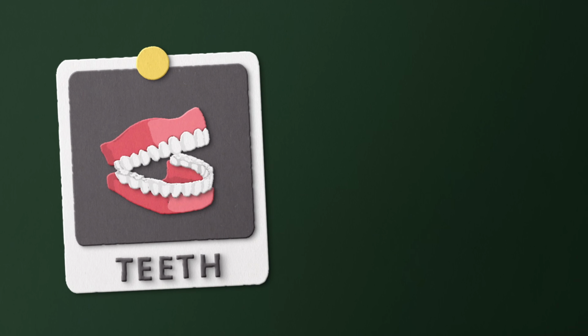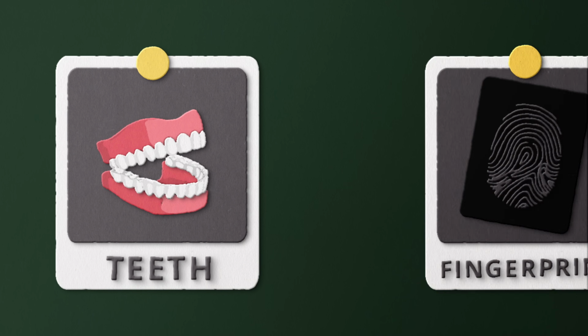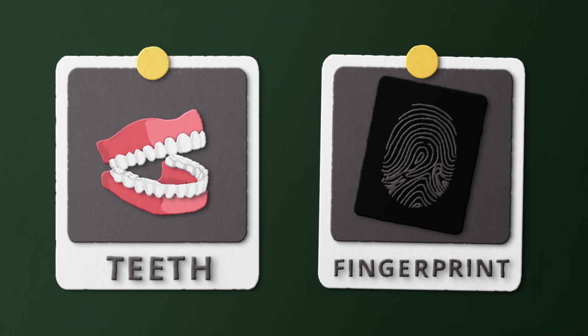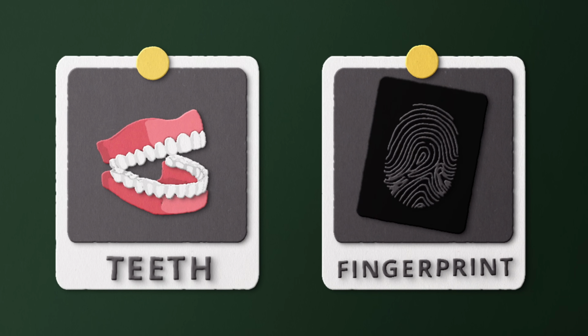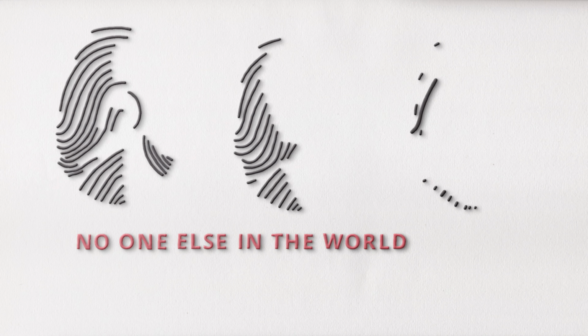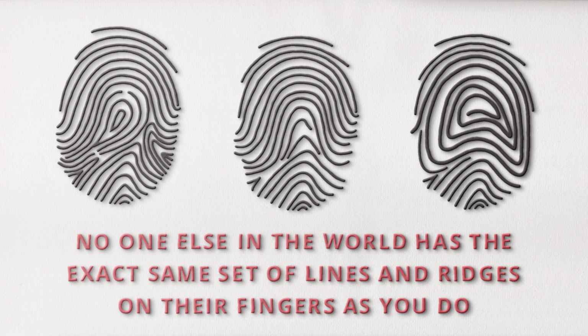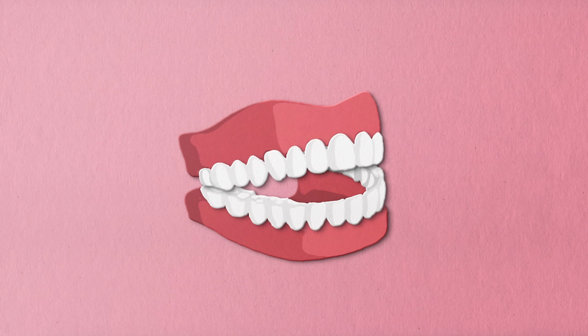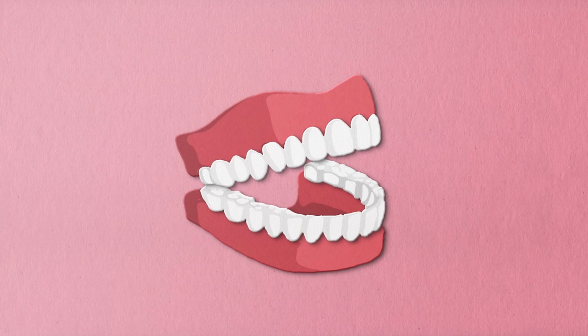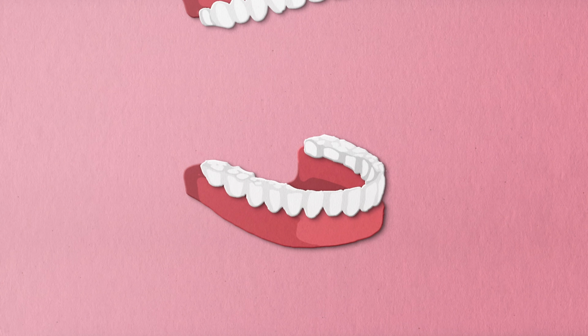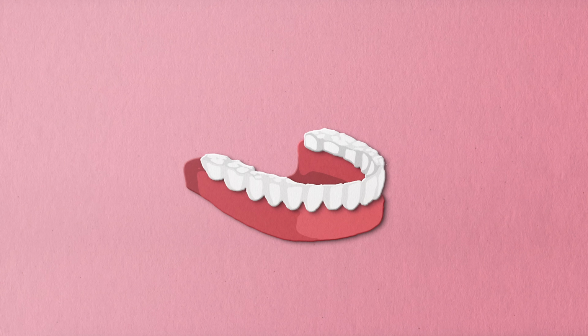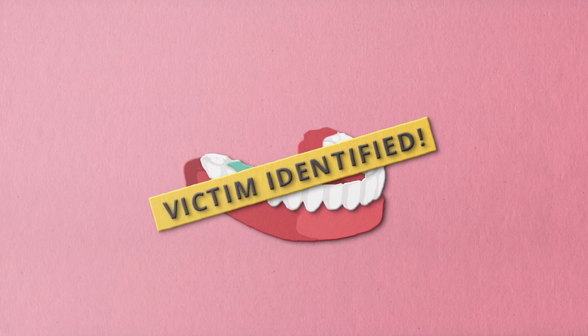As I mentioned before, teeth can help a forensics team identify a body. Like fingerprints, they are unique to an individual. No one else in the world has the exact same set of lines and ridges on their fingers as you do. The same is true for your teeth. The bone structure of the jaw and the roots of the teeth are unique to you. Additionally, any dental work you've done, like fillings, caps, or root canals, can be identifiable.